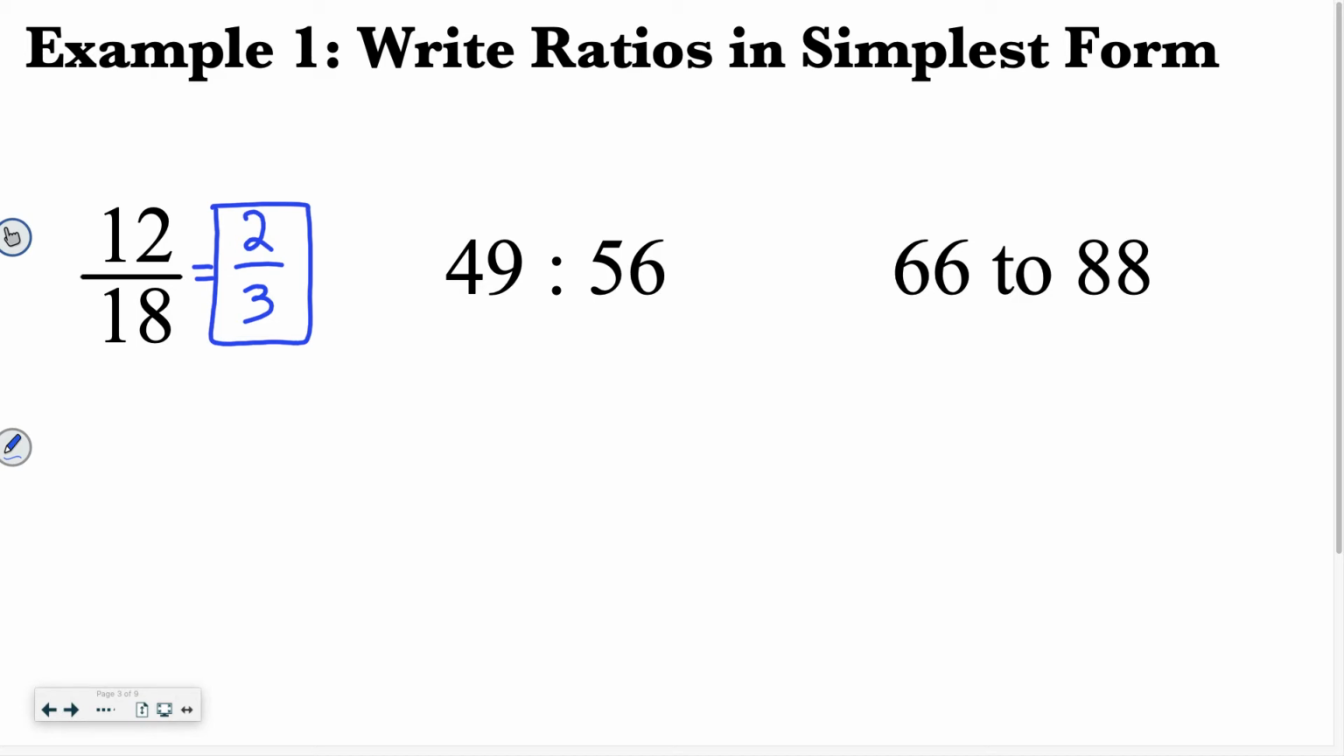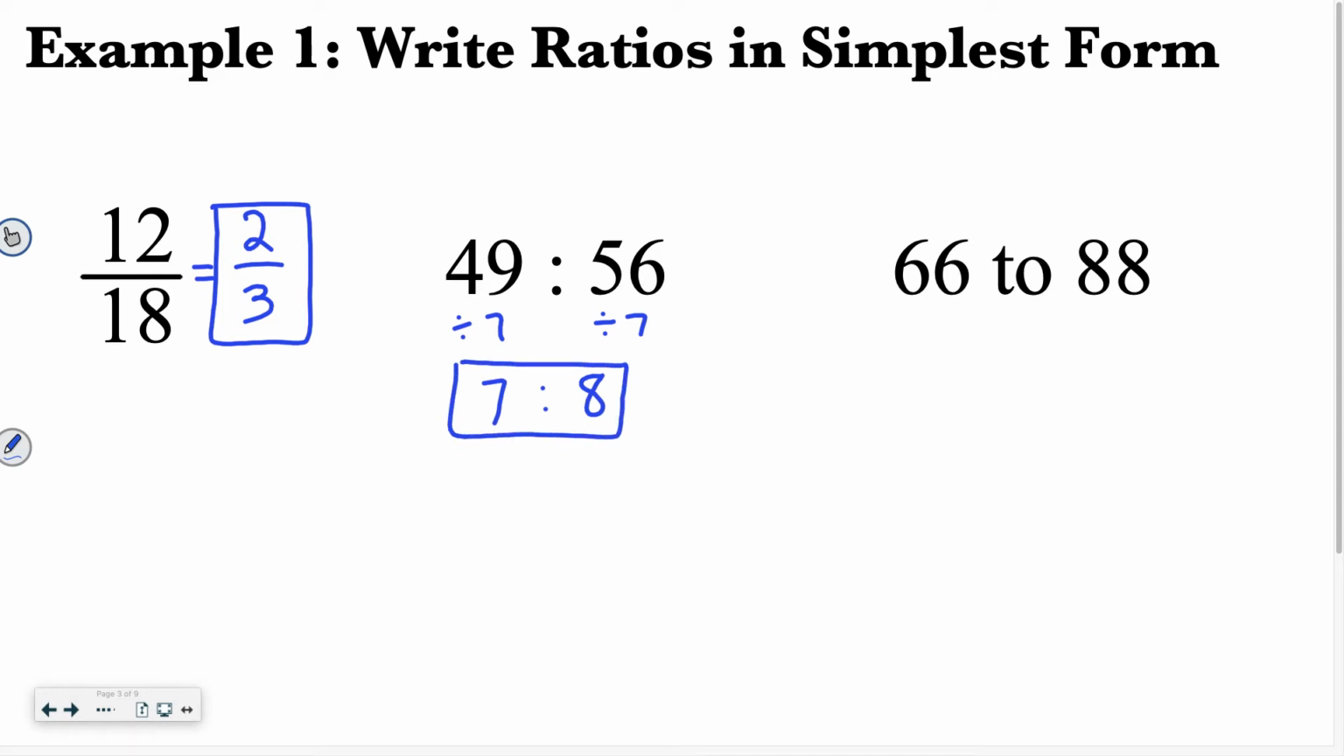Moving on to the next one where it uses a colon. It's 49 colon 56. You read that 49 to 56. Okay? And I want to think what's the biggest number that goes into both 49 and 56? Some of you might be tempted to say nothing goes into both 49 and 56, because a lot of you tend to forget about the lovely number 7. But 7 times 7 gives me 49. So 49 divided by 7 is 7. 56 divided by 7 is 8. So my final answer would be 7 to 8.